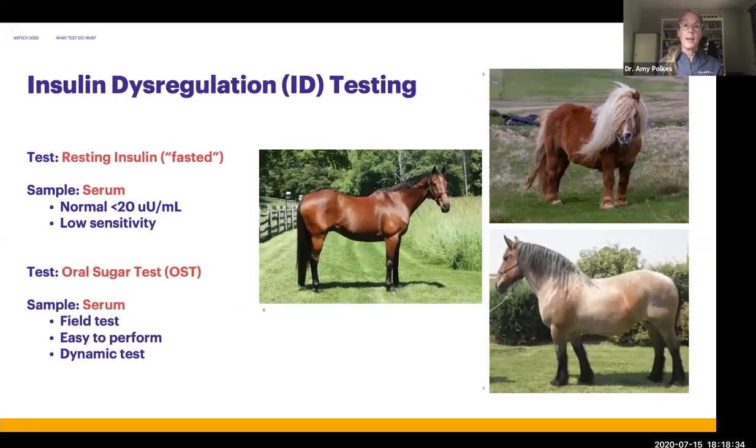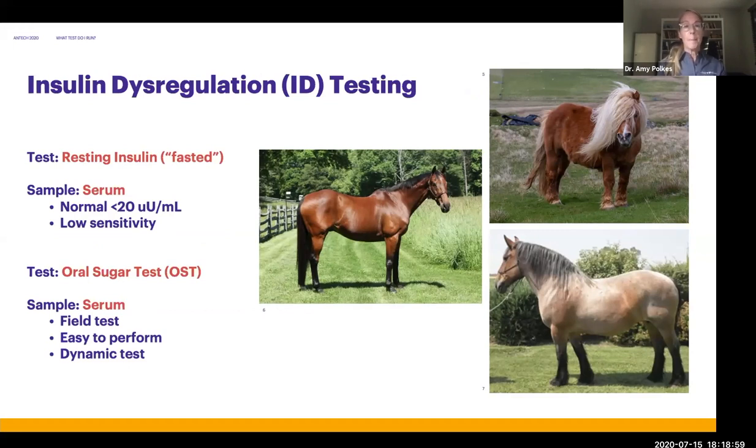All right, what about insulin dysregulation, which of course has lots of different names. It was IR, insulin resistance, metabolic syndrome, etc. But insulin dysregulation really probably is the best term that we use right now, and it does indicate what is going on, and that is that the horse is having a problem with their regulation of insulin, obviously.